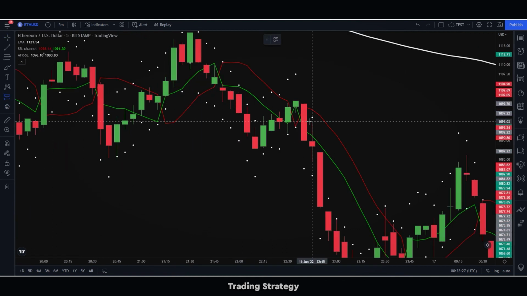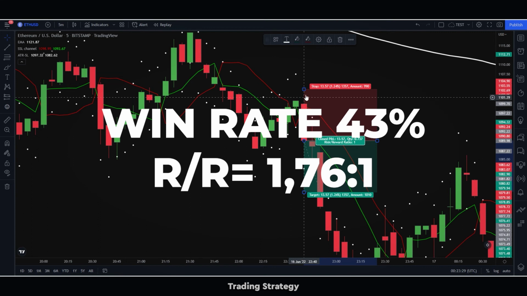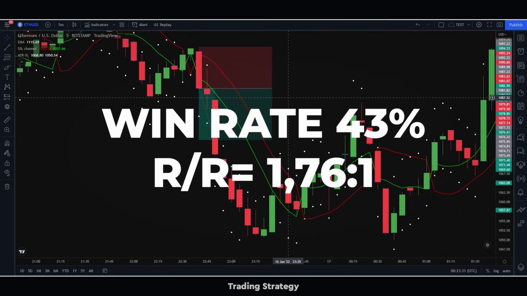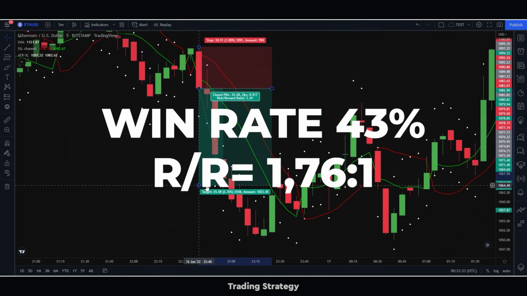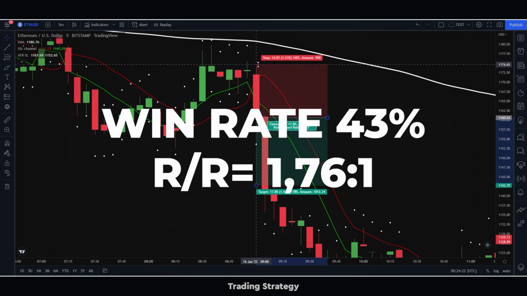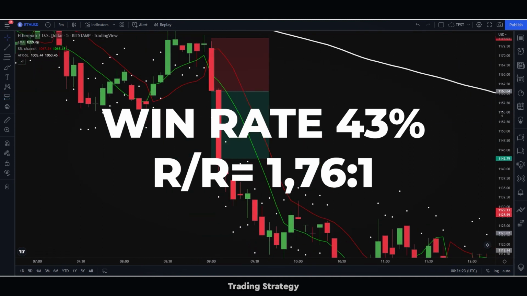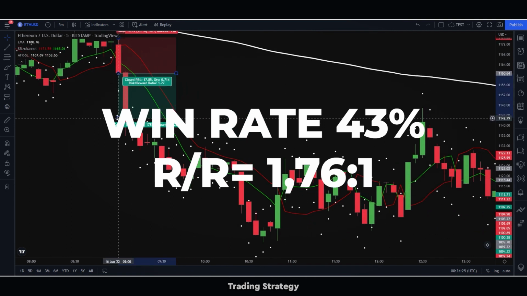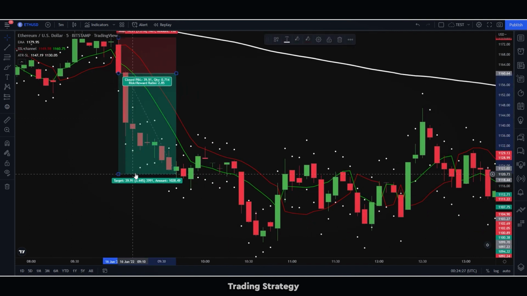Simply incredible. Testing this strategy about 100 times, I can say that it has a success rate of 43% and an average risk-benefit ratio of 1.76 to 1, which gives us a mathematical expectation of 0.18, which means that in the long run, we will end up making money.